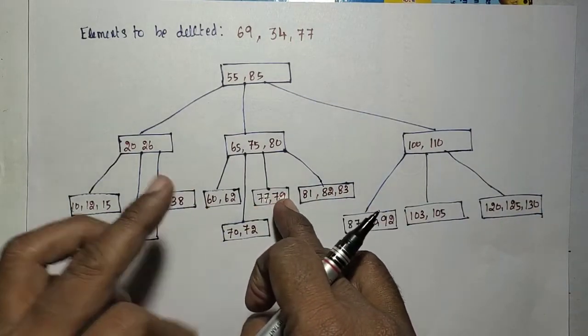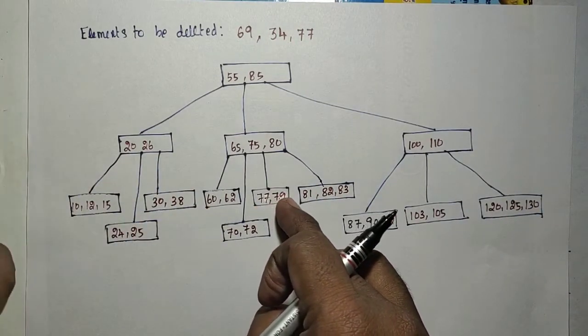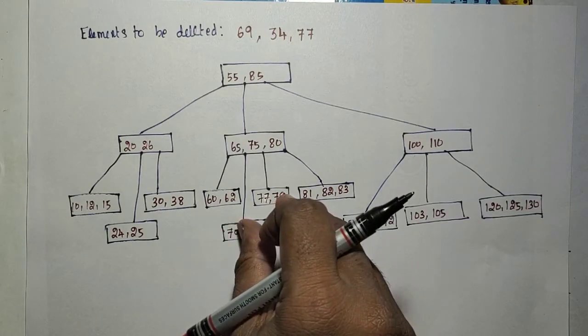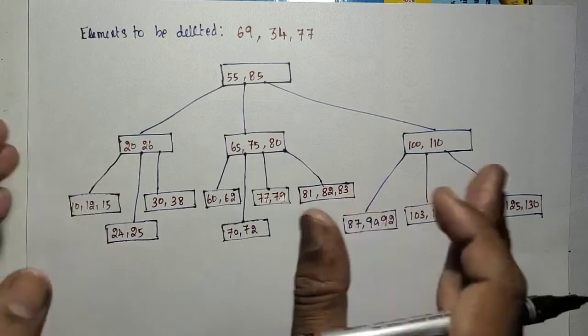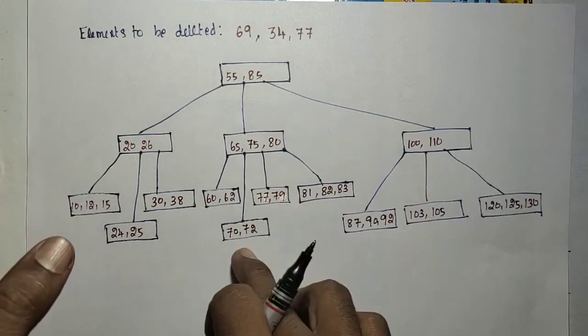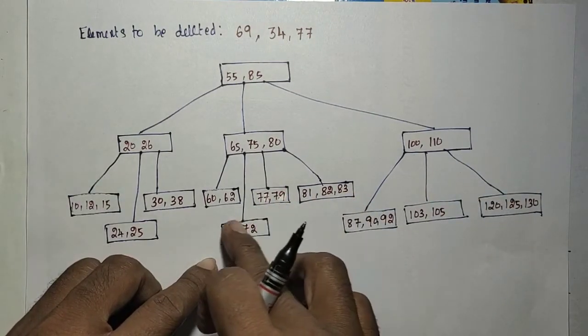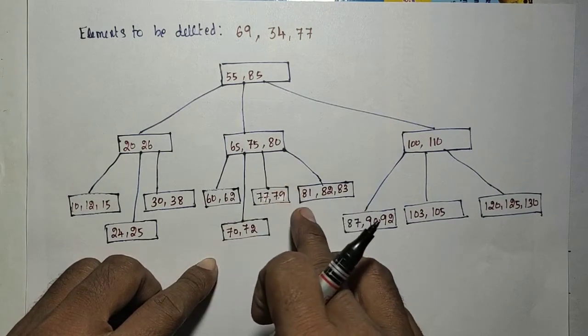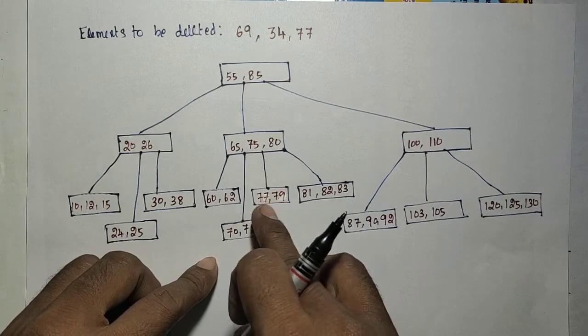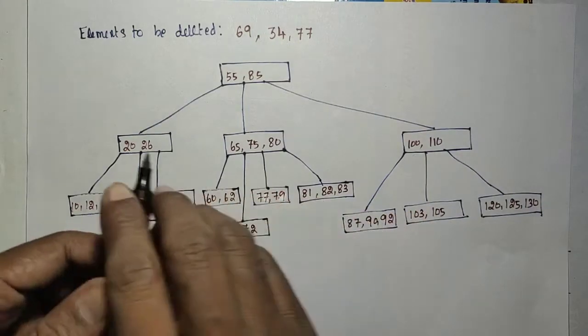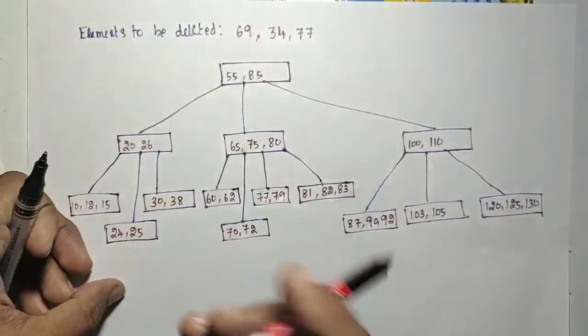In the leaf node, there are 3 possibilities. Ask the left, otherwise ask right, otherwise you merge. Okay, ask left. Left does not have a sufficient number of nodes to give, because it is having only 2 nodes, so it cannot give that node to this node. So the 77 is going to be deleted.